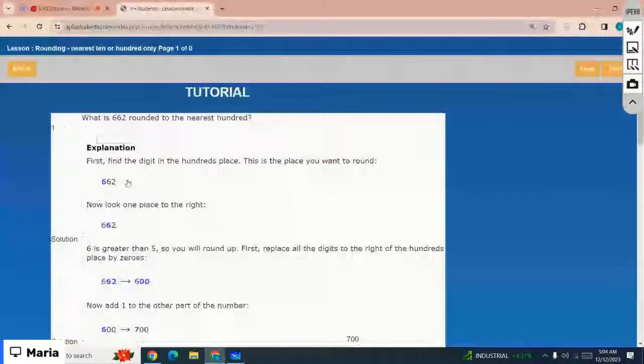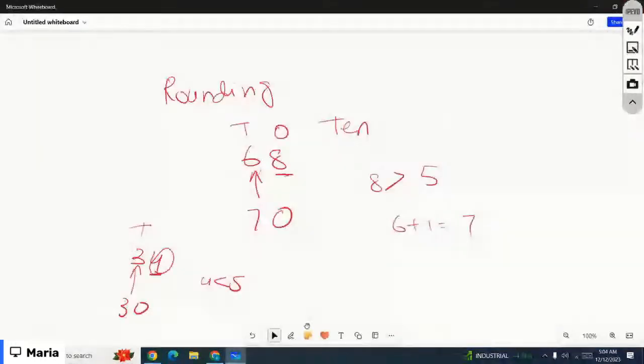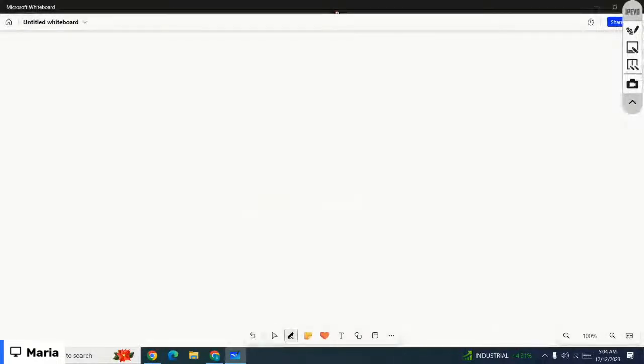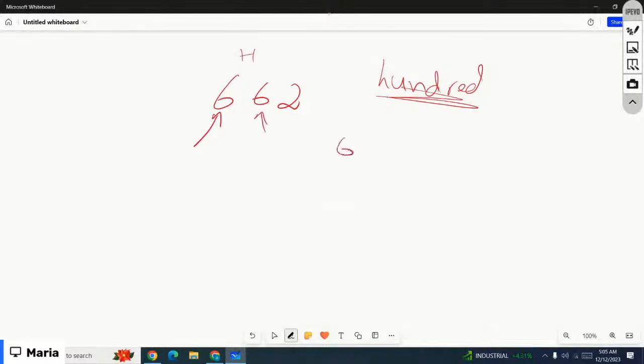Okay, let's discuss one related to the hundreds position. The first one is 662. You have to round off to the nearest hundred. So how do we round off? The concept is exactly the same. Read the question carefully and see which digit you have to round off. You have to round off the hundreds digit. 6 is at the hundreds position. See the next digit on the right-hand side, again 6. You need to compare it to 5. 6 is greater than 5, right? That means you need to round up, add 1 to the hundreds digit and replace the other digits with 0.